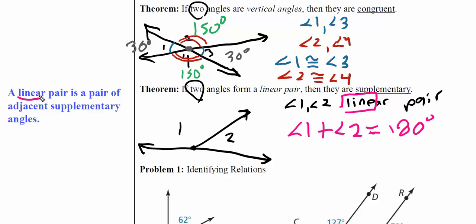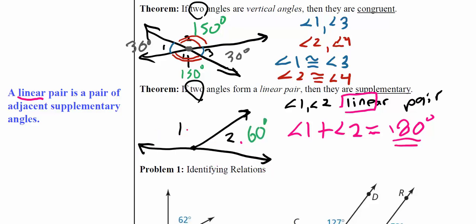So if you look back at the angles we drew for supplementary, they were not touching. They were not sharing a side. They were not sharing a vertex. Those were not a linear pair. They were supplementary, but they were not a linear pair. These two angles are supplementary, and they also form a line. There's a line. And we know that a line is a straight angle, and a straight angle is 180 degrees, and that's why we're saying that angle 1 plus angle 2 is equal to 180 degrees.